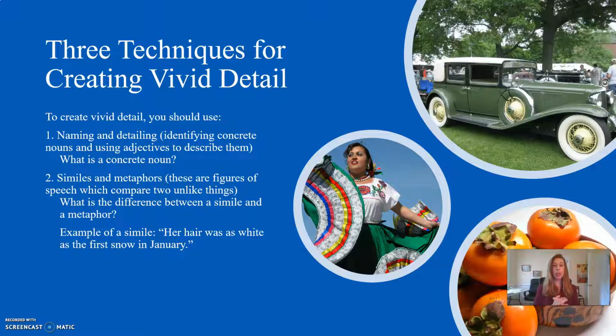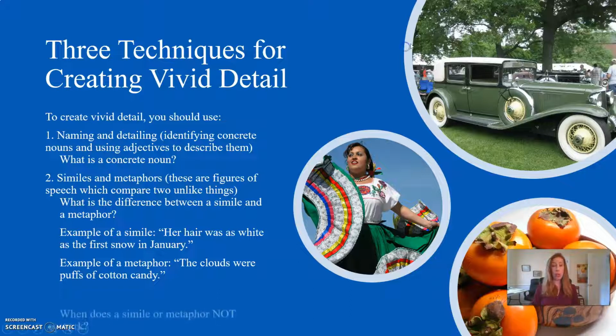For example, her hair was as white as the first snow in January. So the two things I'm comparing, hair and snow. And then on the other hand, a metaphor, this is an implicit comparison, meaning it's implied. There's no as or like in this sentence. The clouds were puffs of cotton candy. So describing clouds in the sky and cotton candy, which is really making me hungry right now. So those are examples of similes and metaphors, and they can help make your writing really memorable.